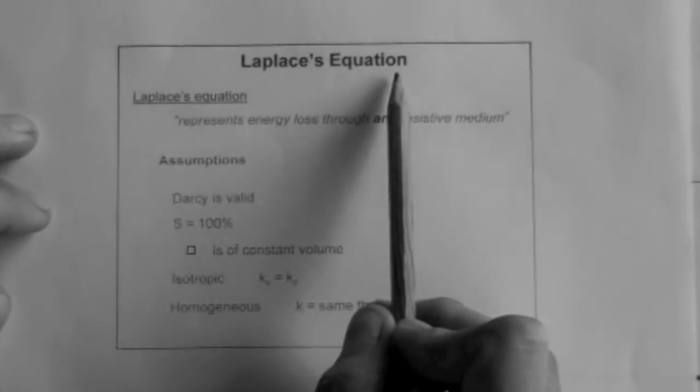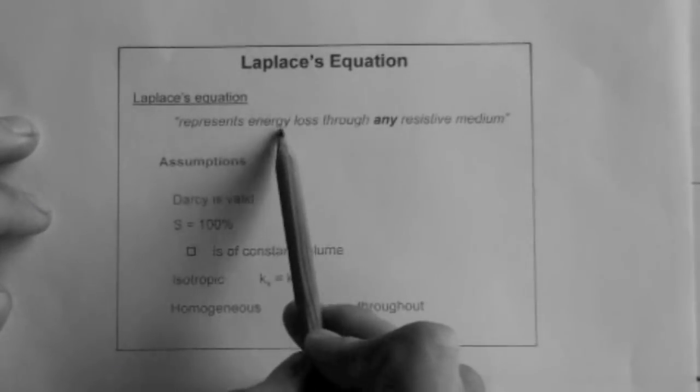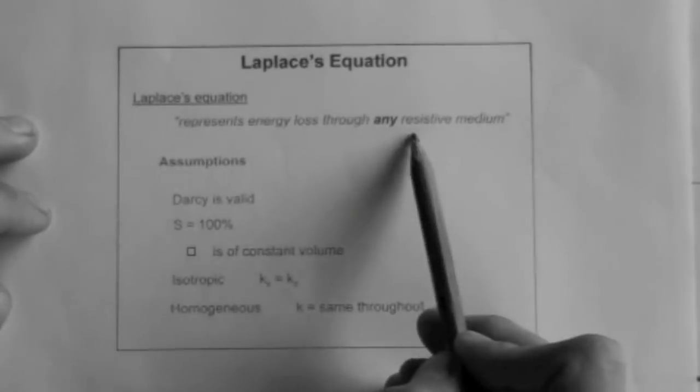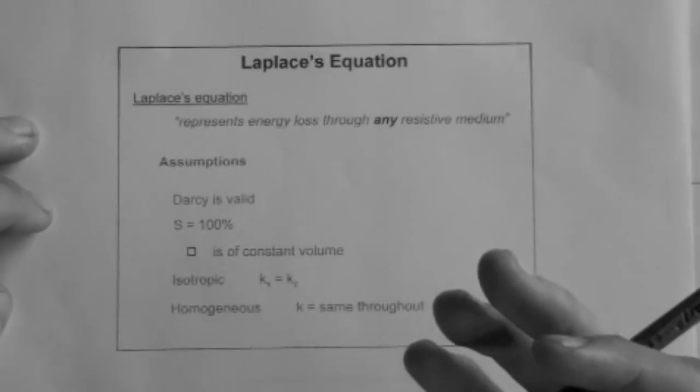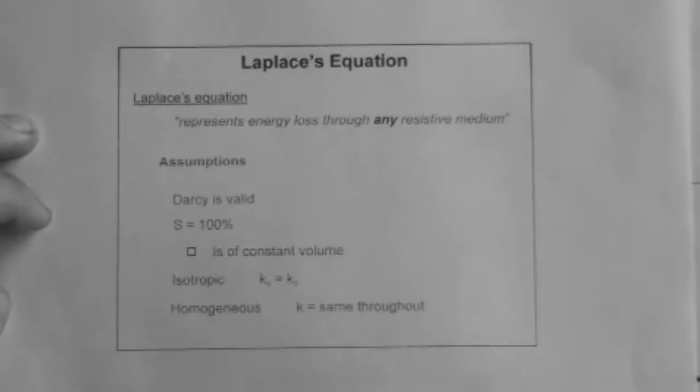Okay, so Laplace's equation, as we've said, represents the energy loss or flow through any resistive medium. Okay, any medium that resists the flow of energy. In our case, I guess, the resistance is provided by the grains, right? As the fluid drags along the grains, and therefore the resistance term is the permeability or hydraulic conductivity.